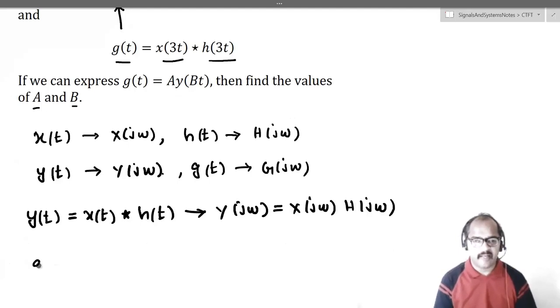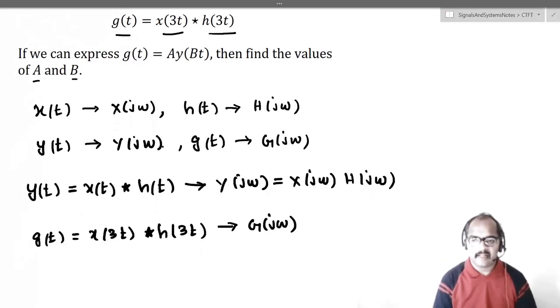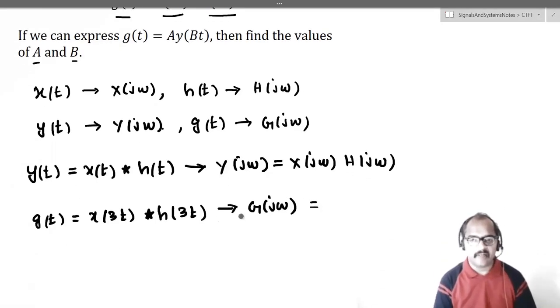So what is given here? g of t is given to be x of 3t convolved with h of 3t. So this will have G of j omega as the Fourier transform. But how are they related? How many properties are involved here? x of 3t convolved with h of 3t. Convolution in time domain implies multiplication in Fourier domain. But multiplication of what? Fourier transform of x of 3t and Fourier transform of h of 3t.